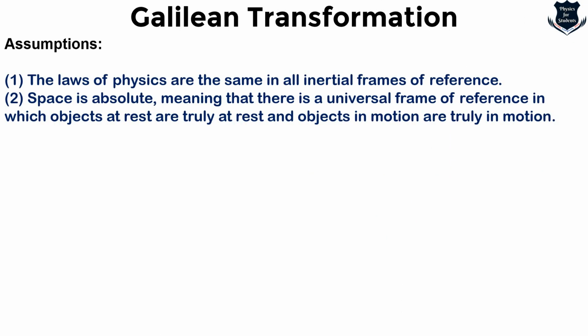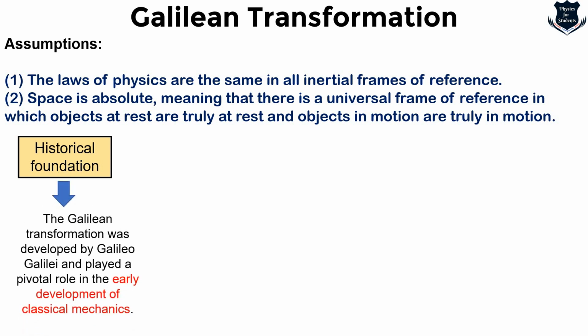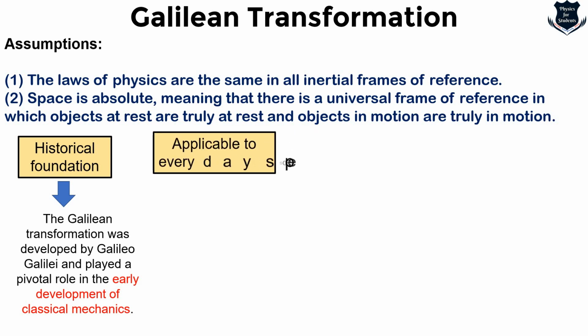So these are the two basic assumptions of the Galilean transformation. It assumes that the laws of physics are the same and space is absolute, meaning that there is a universal frame of reference. Now there is one very important point, which is the historical foundation. Remember that the Galilean transformation was developed by Galileo, and it still plays a very pivotal role in the development of classical mechanics, because classical mechanics is based on those two assumptions, and there is absolutely no problem in understanding the Galilean transformation.